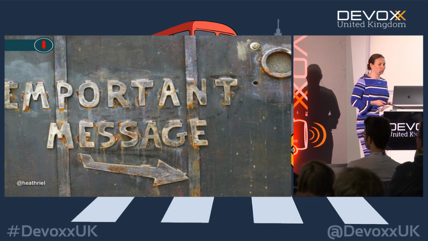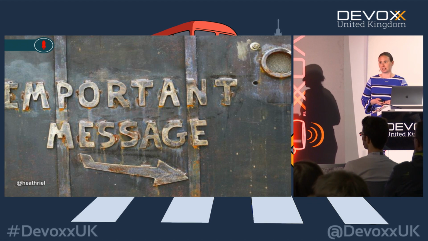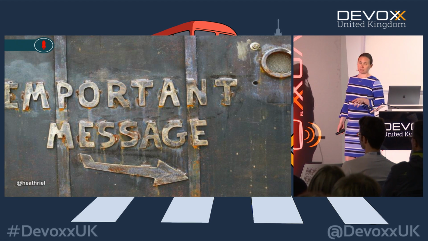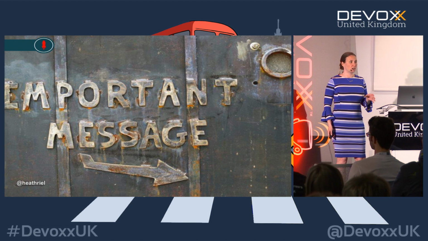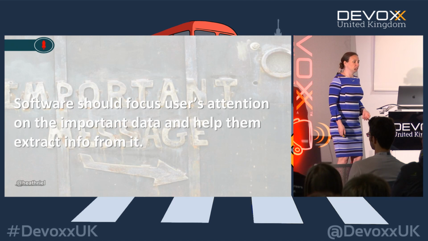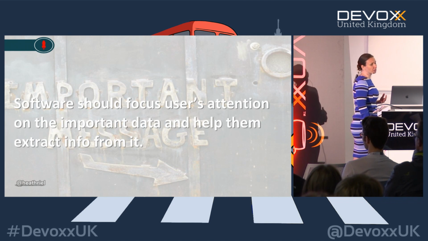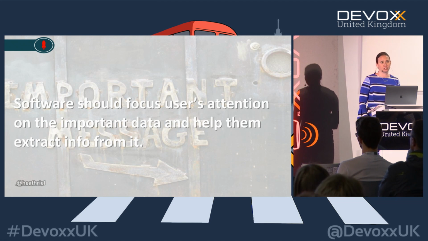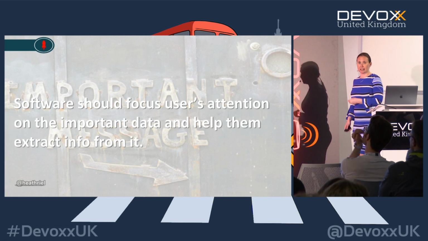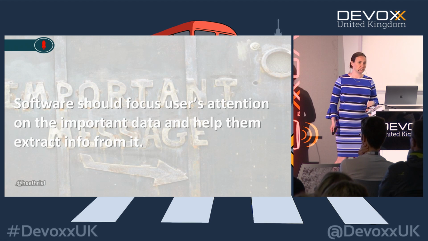So one thing to start thinking about is making sure that any messages that you put in your app, any notifications, are as visible as possible and as easy to deal with as possible. Think about it this way: software needs to focus the attention on what's most important, and anything else can be by the wayside.